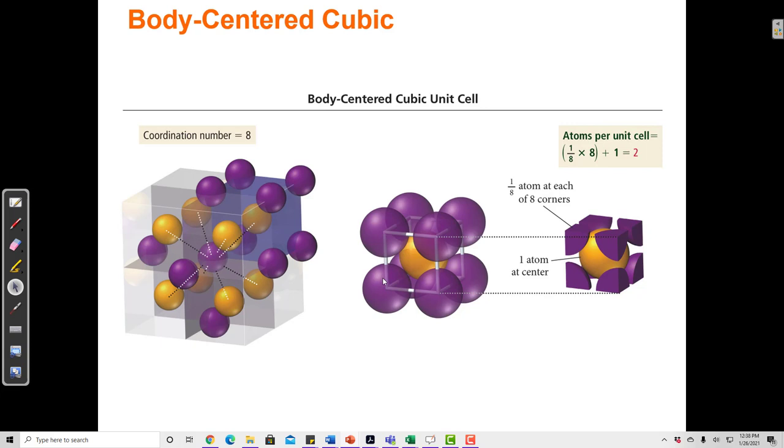But now what's also part of the unit cell is that yellow one that sits in the center. It sits right in the middle of a unit cell, so it's inside of that box. It doesn't get chopped up at all.